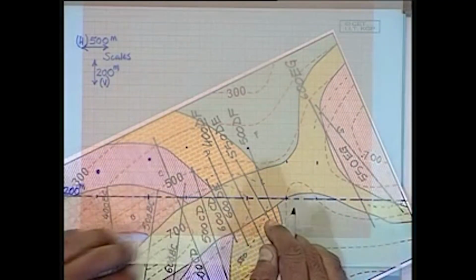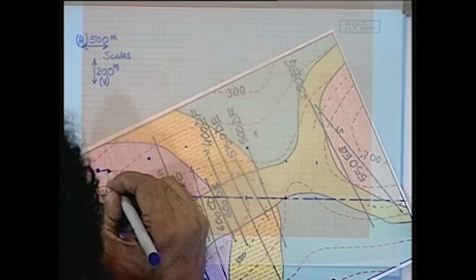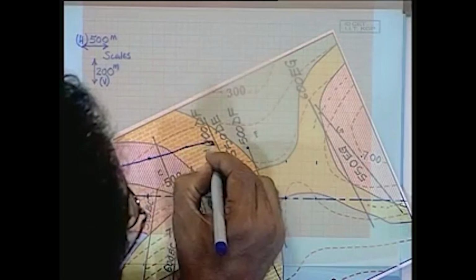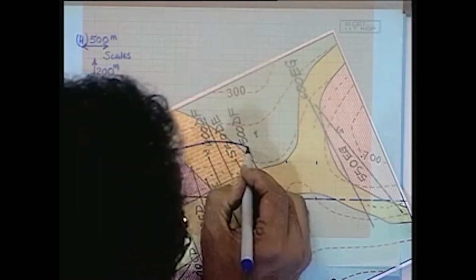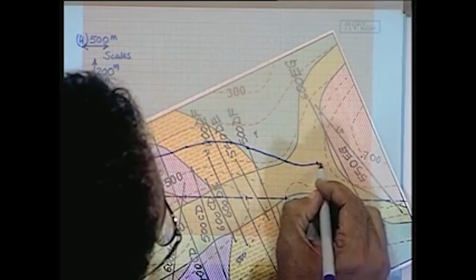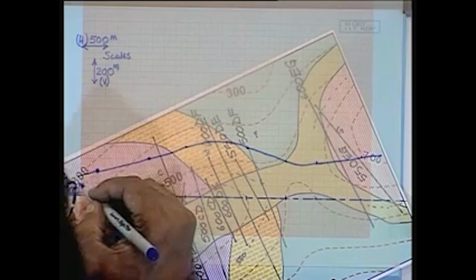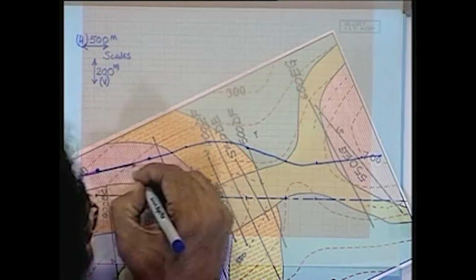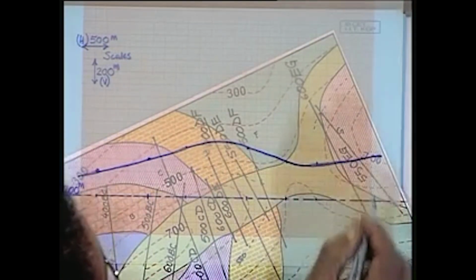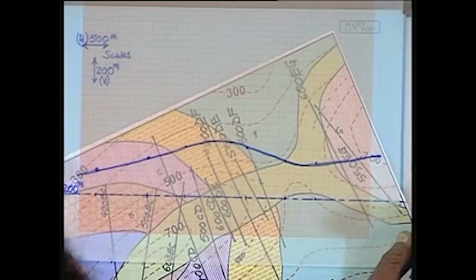So then we are going to join these points with a smooth line, to obtain a surface profile like this. And that is going to be our surface, that is how the surface is going to look like of this particular area on the section drawing.